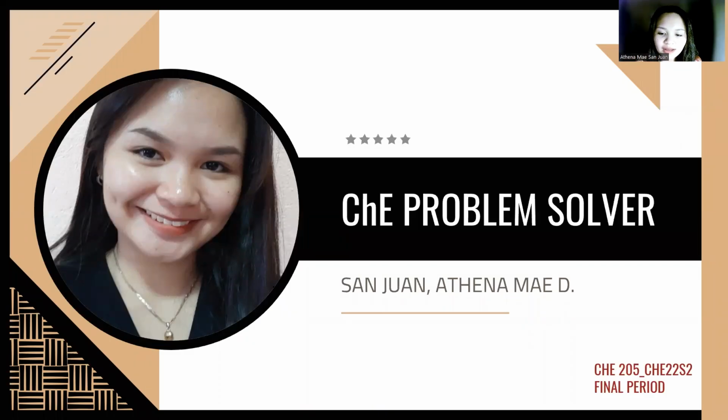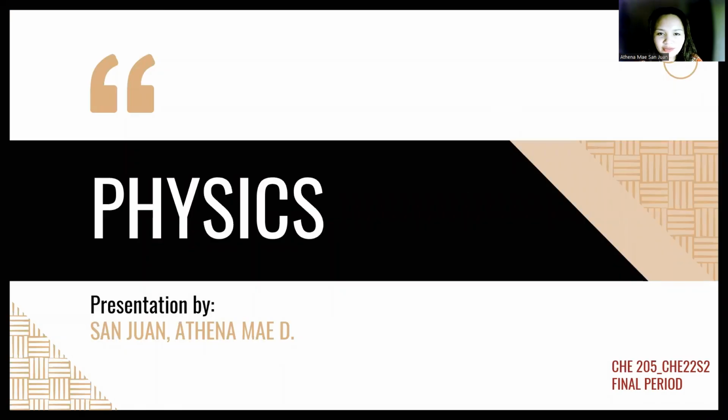Good day. I'm Athena Juan, a second year chemical engineering student, and today I'm going to present to you the final requirements for computer applications in chemical engineering, which is the check problem solver. It is composed of problems from 4 different courses, and I chose physics, analytical chemistry, chemical engineering calculations 1, and engineering economics. So let's start with physics.